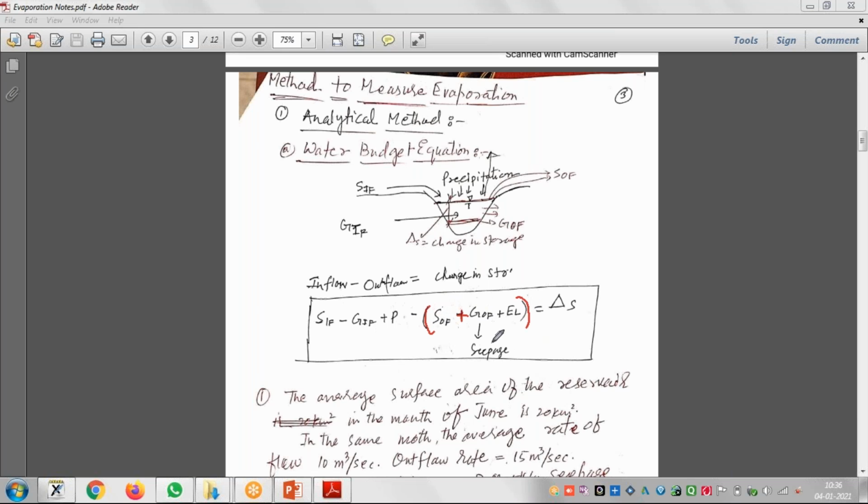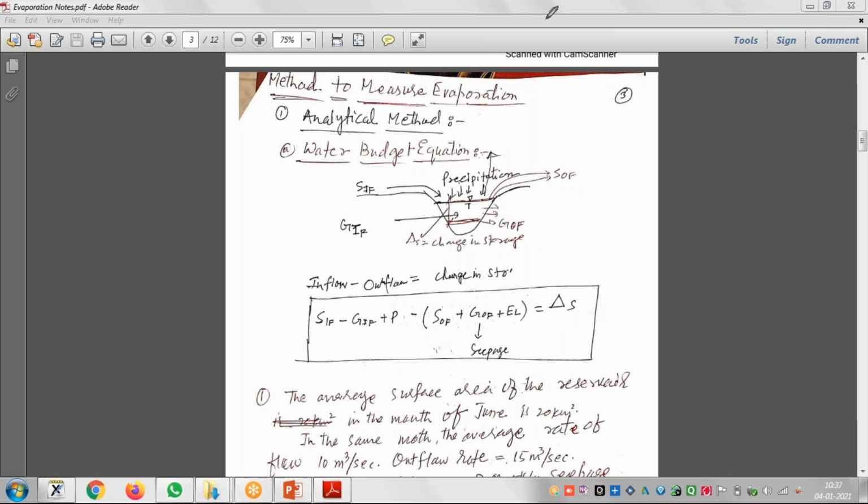So here this GOF is nothing but the seepage loss, right? This is going out, then SOF is going out, and then evaporation is also going out, and we can also add TL, the transpiration loss. When we take the difference, then we will get delta S, that is the change in the storage. I hope this is clear.